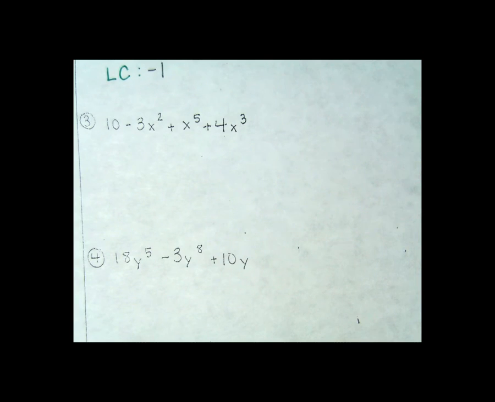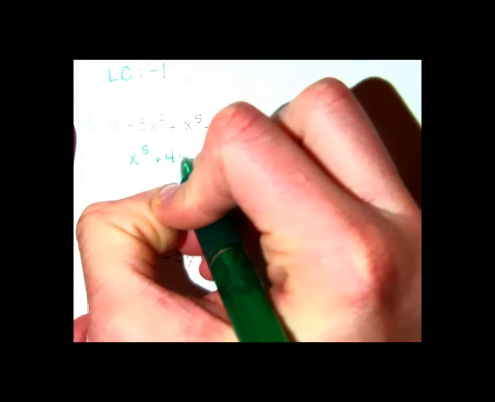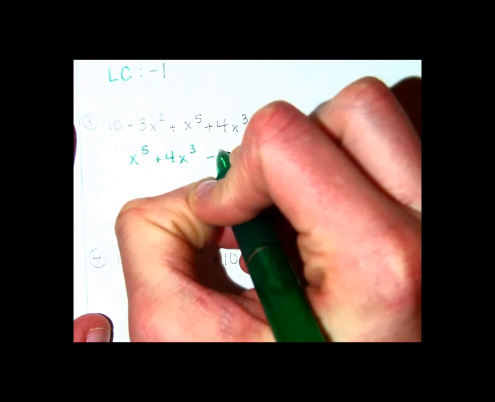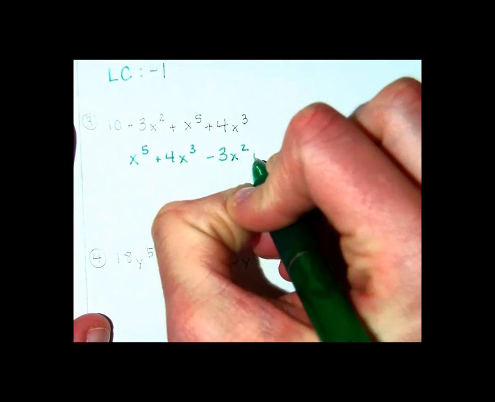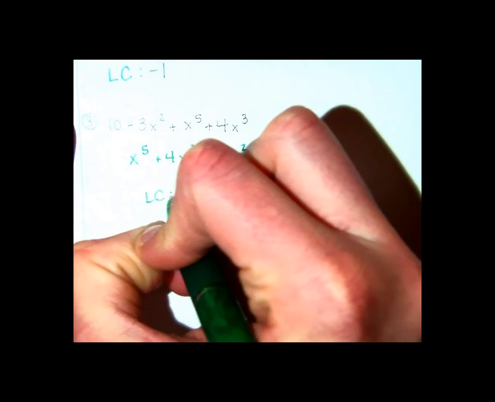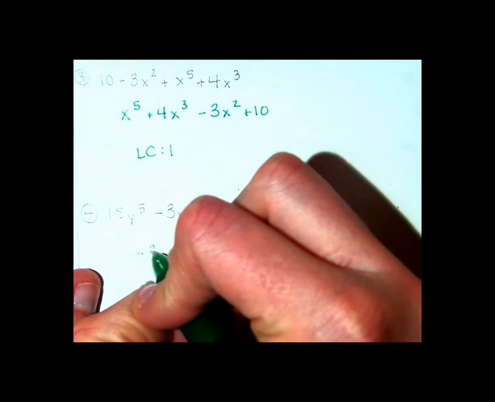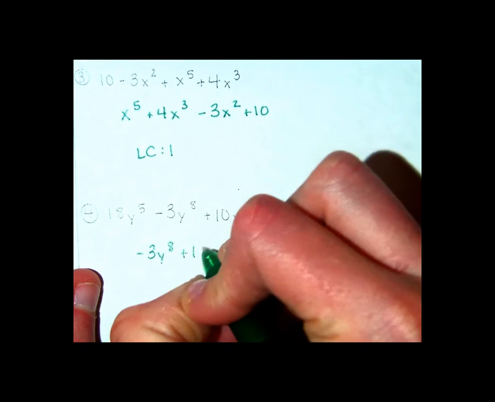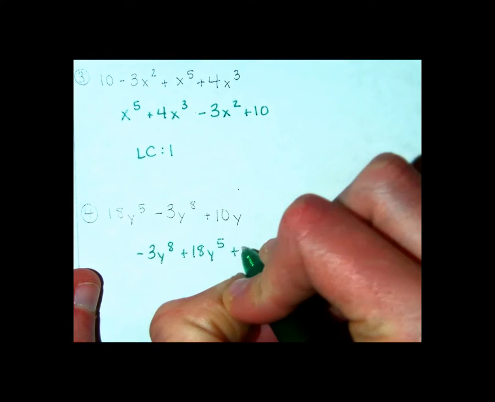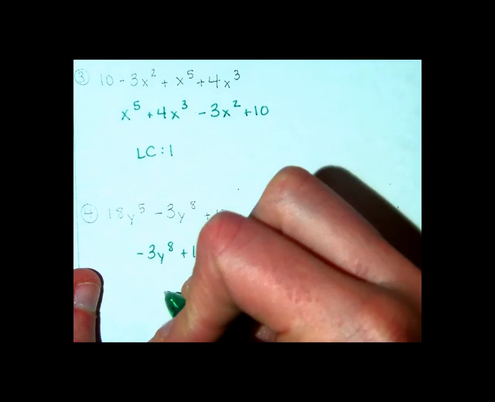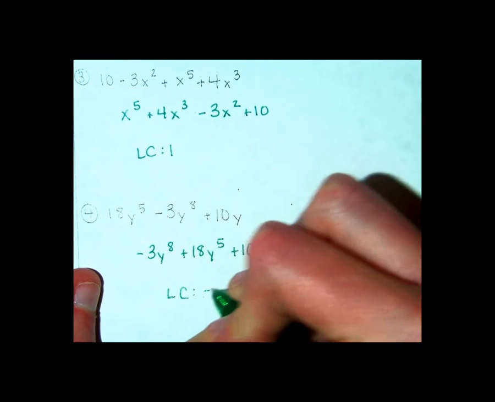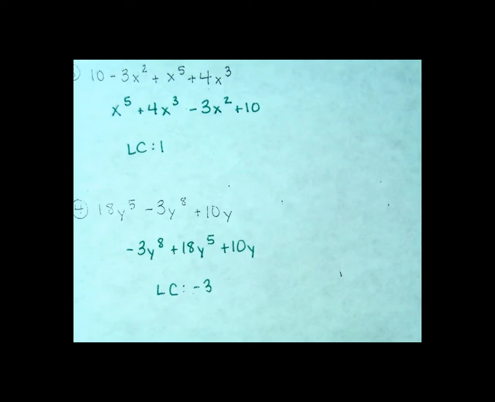Alright, number 3. How did you guys do this so that it's in standard form? Okay, what's its leading coefficient? 1 is what's in front. Alright, how about number 4? Yeah, to the first if you want to write that. What's the leading coefficient? Okay. Alright, last but not least, 1 through 4.